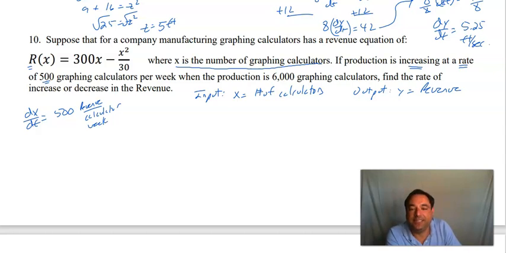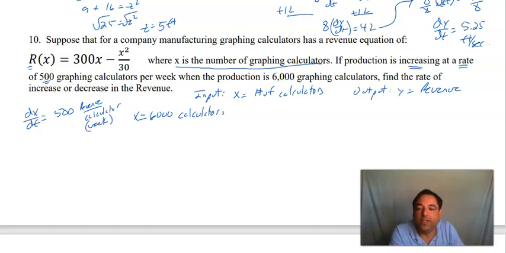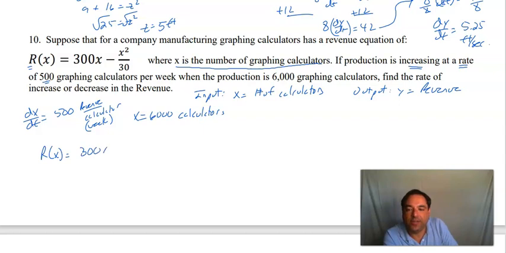When the production is 6,000 calculators, so x equals 6,000 calculators. And again, we'll get that week in there soon. Find the rate of increase or decrease in the revenue. So if we want to find the rate of change with respect to time, there's that extra variable. So the revenue, we're going to take the derivative of revenue with respect to time.